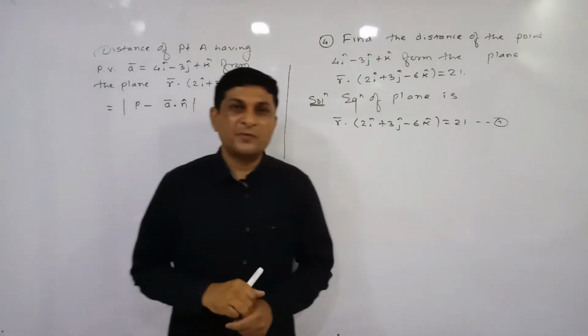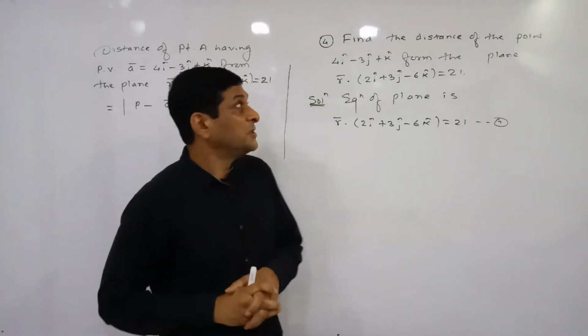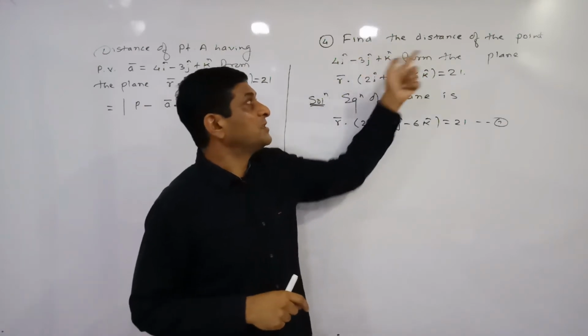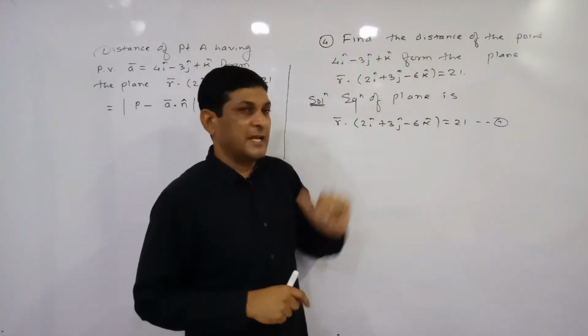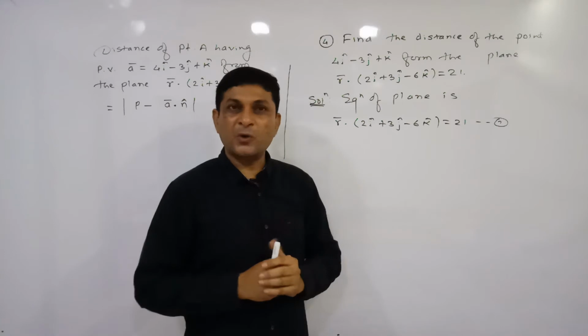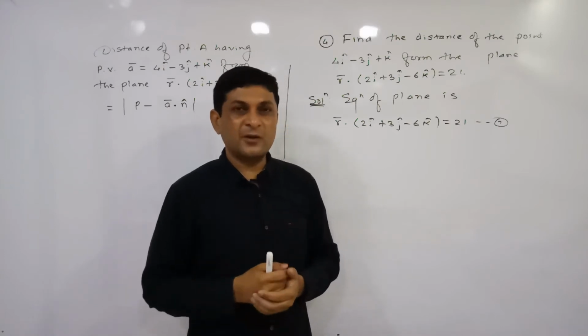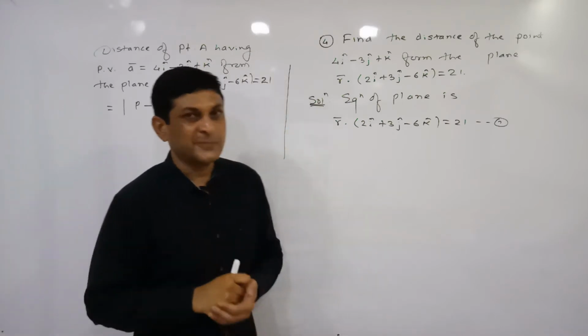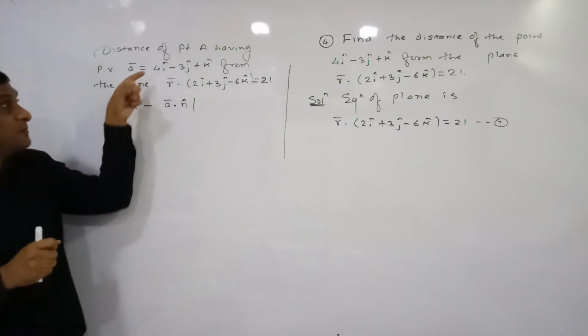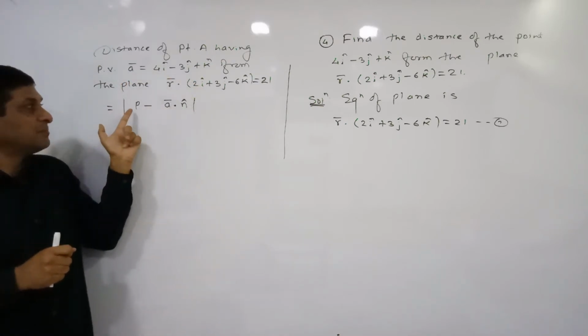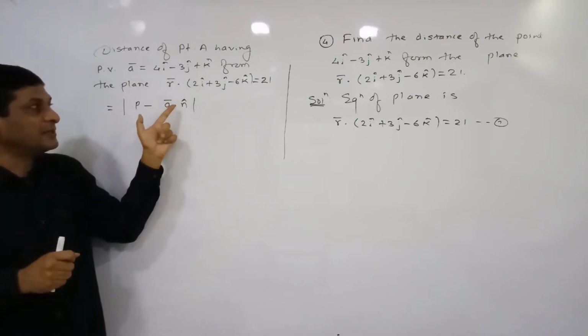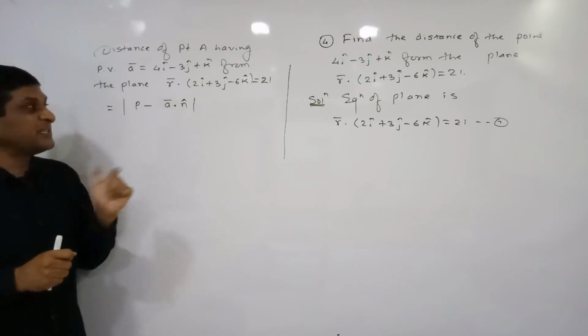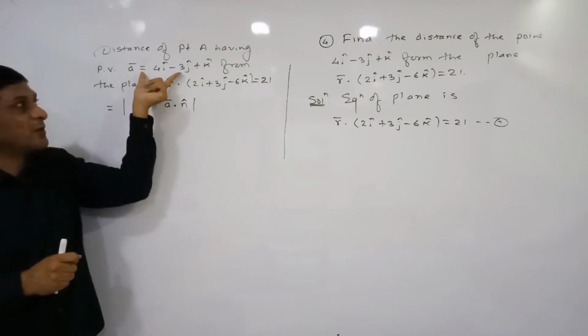So now we are solving question number 4. In this question number 4 we have to find out the distance of the point from this plane. Already we have proved one formula to find out the distance of a point from the plane. So what is the distance of the point from the plane? It is p minus a bar dot n cap. Here the value of a bar is already given to us.